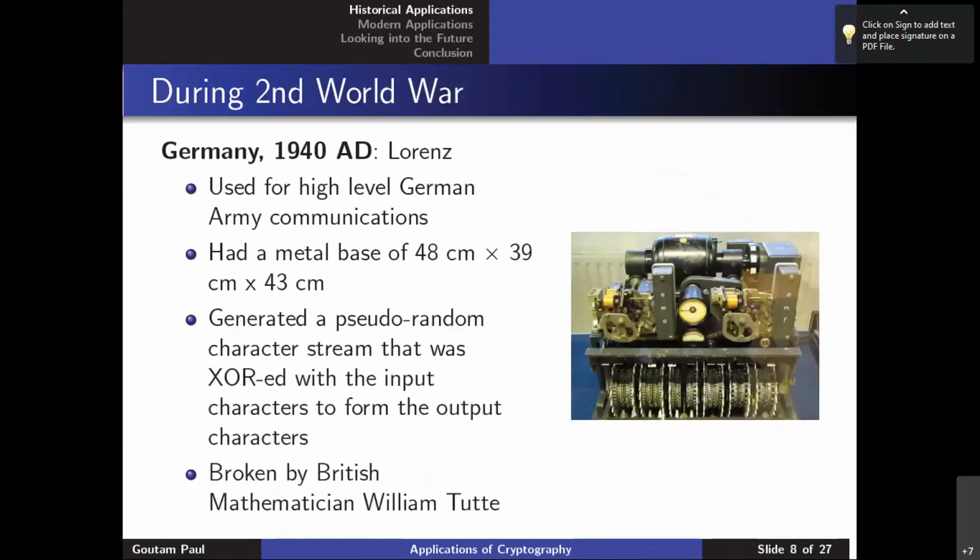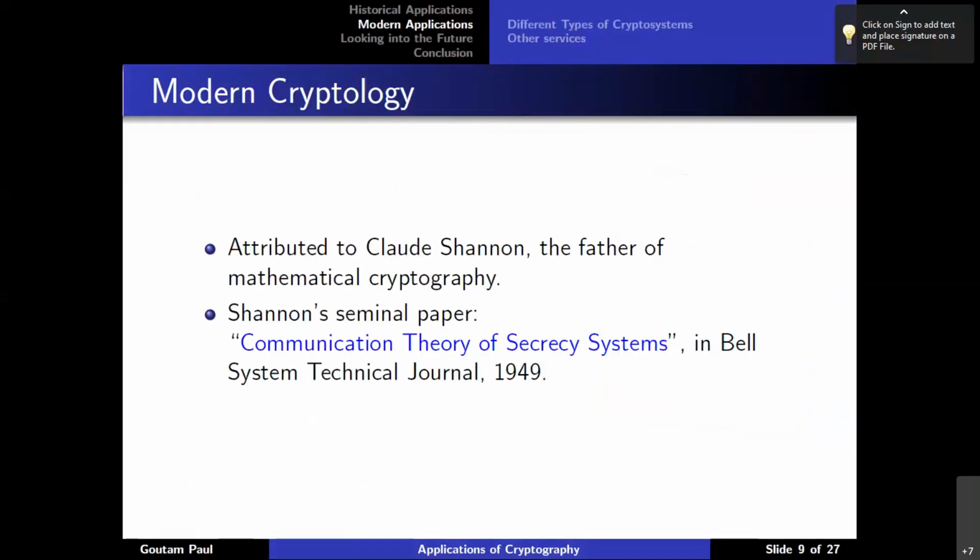Okay. There was another cipher called Lorenz, used by Germany around the Second World War. It was used for their army communication. It had a metal base and a pseudo-random number generator, which was XORed with the input characters. So it was like a one-time pad. It was again broken by British mathematician William Tutte, T-U-T-T.